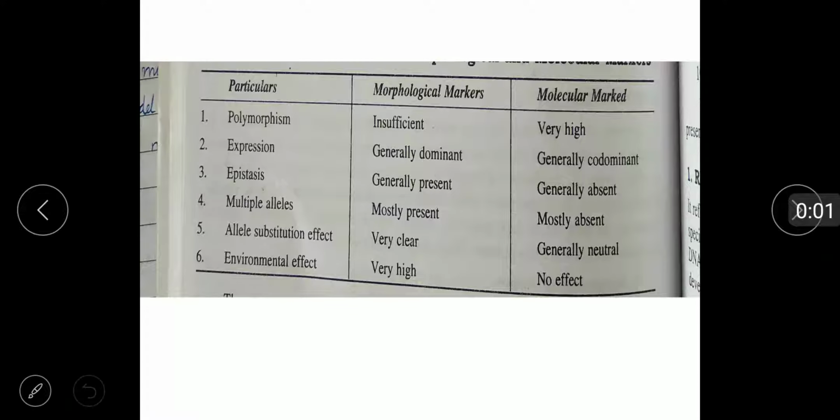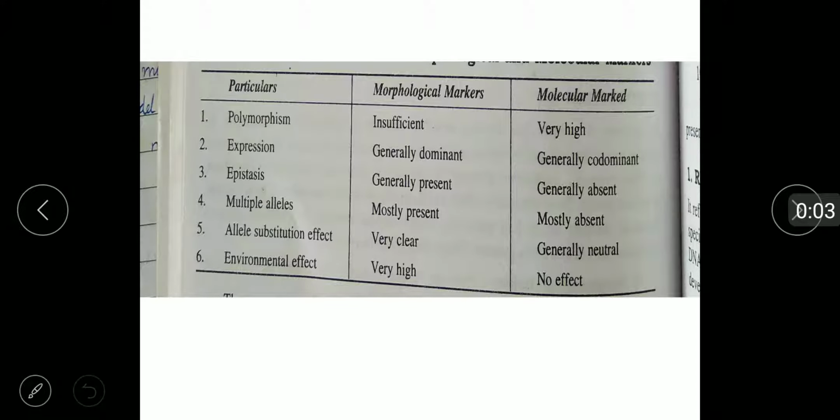Hi friends, in this video we are going to discuss the difference between morphological markers and molecular markers. First we need to understand what markers are. Markers are things we can easily differentiate and distinguish. Marker is a common word, common to understand things. We can also use markers for highlighting. It just means they give us very important things to clearly understand and clearly differentiate things.